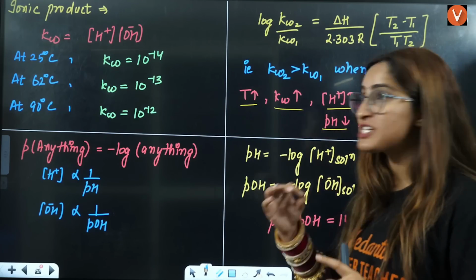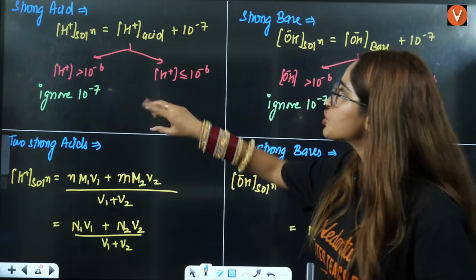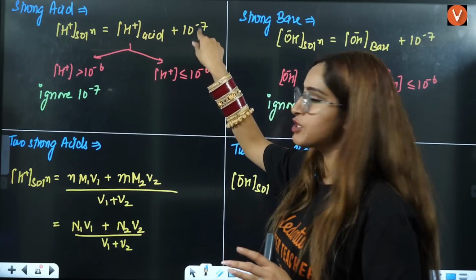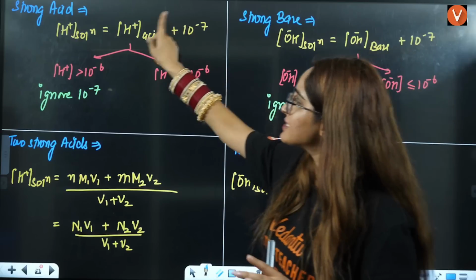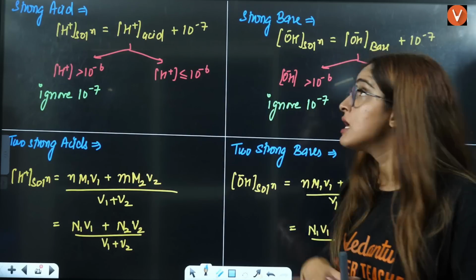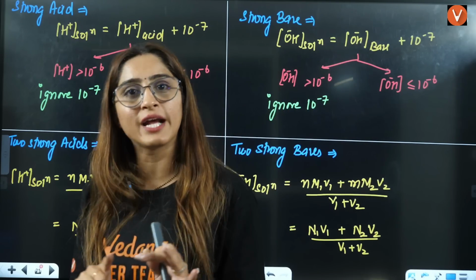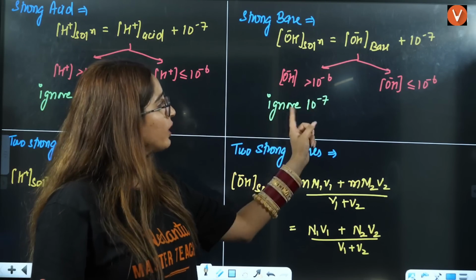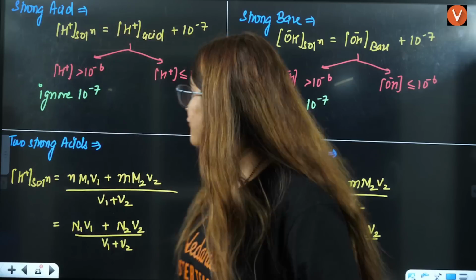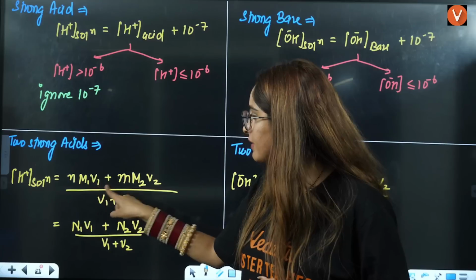Okay? Now the questions that they ask you are based on the calculation of pH for different cases. For strong acids, you take the H positive ion concentration plus 10 raised to power minus 7. Now 10 raised to power minus 7 will be ignored if the H positive ion concentration is greater than 10 raised to power minus 6. Similarly, in case of strong base, you add 10 raised to power minus 7 to the OH negative concentration, but that will be ignored if your OH negative concentration is greater than 10 raised to power minus 6.